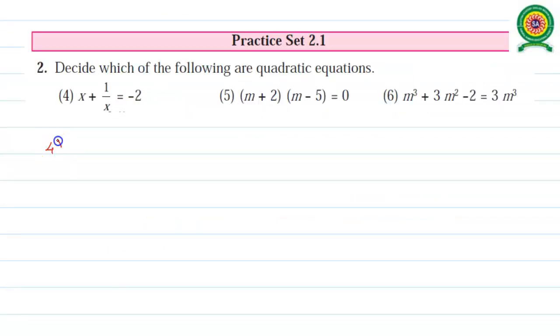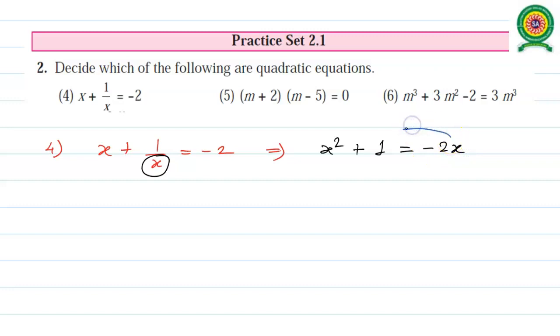Now look at the fourth sub-question from question number 2, practice set 2.1. It is of the form x + 1/x = −2. First of all, we don't want a variable in the denominator, so try to multiply throughout the equation by x, so that x into x becomes x² plus x into 1/x. The x cancels, we get 1, equals minus 2 into x becomes minus 2x.